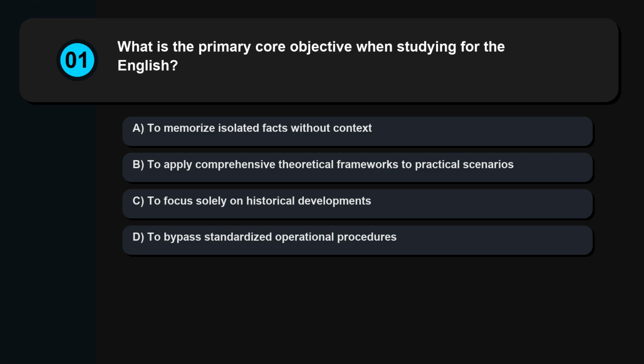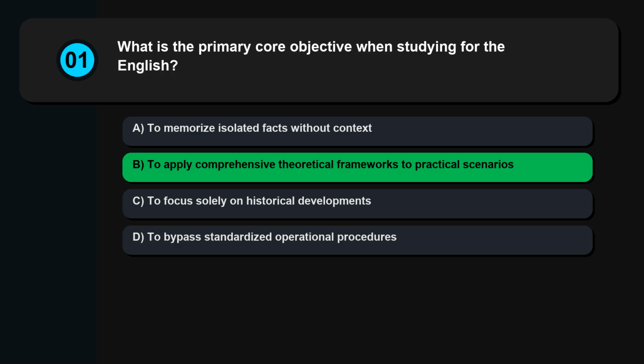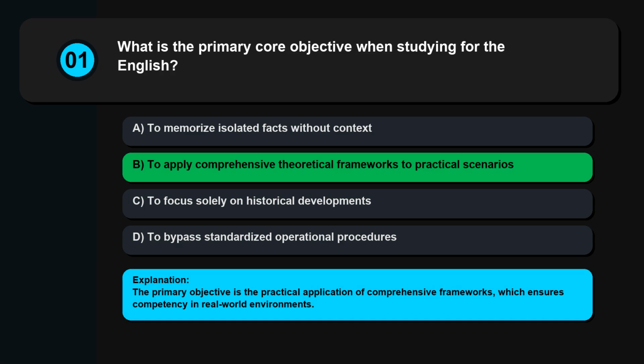Question 1. What is the primary core objective when studying for the English? To memorize isolated facts without context. To apply comprehensive theoretical frameworks to practical scenarios. To focus solely on historical developments. To bypass standardized operational procedures. The primary objective is the practical application of comprehensive frameworks, which ensures competency in real-world environments.